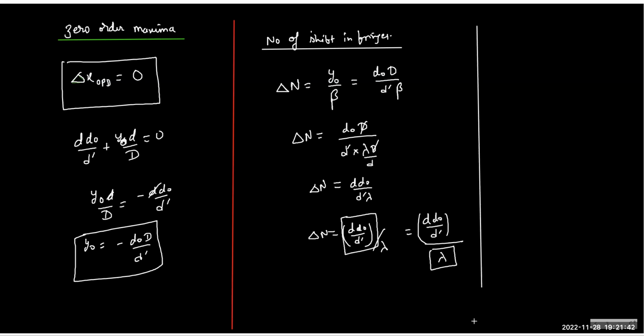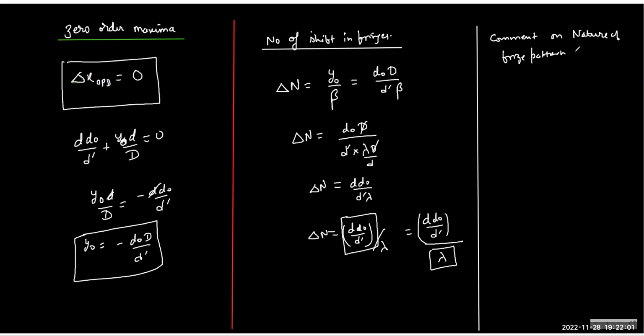You can comment about the nature of the fringe pattern at O. So what is the comment on the nature of the fringe pattern at O? Earlier O was maximum. Now something else will happen.